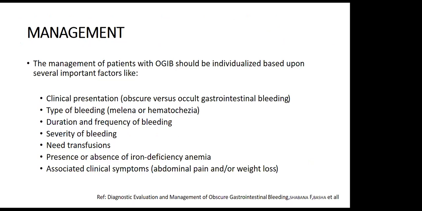So the management of patients with obscure GI bleeding depends upon the clinical presentation, whether it is obscure or occult GI bleeding, and upon the nature of the bleeding, whether it is melena or hematochezia, the duration and frequency of the bleeding, the severity of the bleed, the need for any blood transfusion, and the presence or absence of iron deficiency anemia associated with clinical symptoms like abdominal pain and weight loss. Depending upon this, we have to manage the patient.